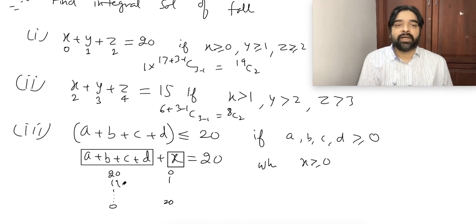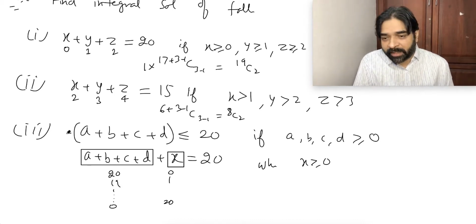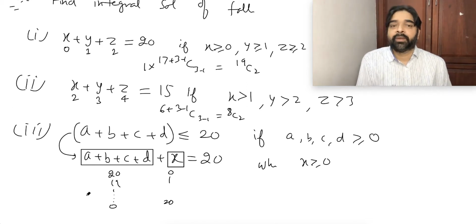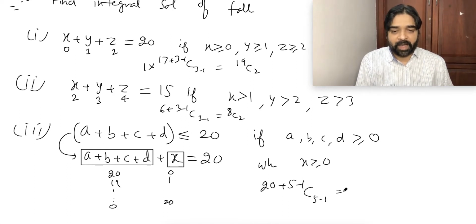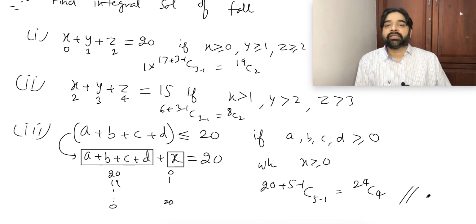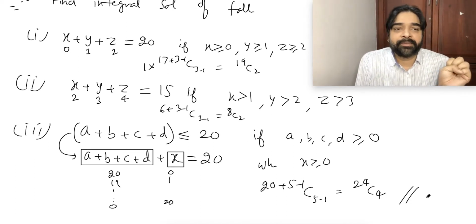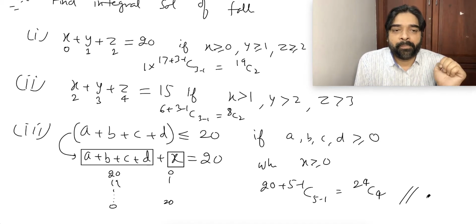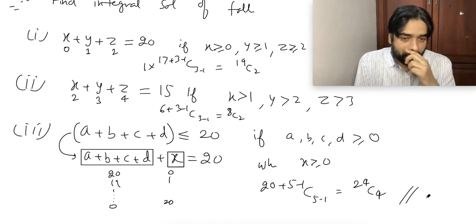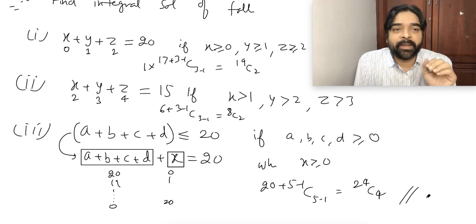Did not understand? Understood everybody? So I will say this and this both are the same thing, and this solution finding is very easy. Empty group allowed. I will simply say it will be equal to 20 plus 5 minus 1 C 5 minus 1, or you can say 24 C4 is the answer. How many of you got this? No one. Okay. Is it clear to everybody?